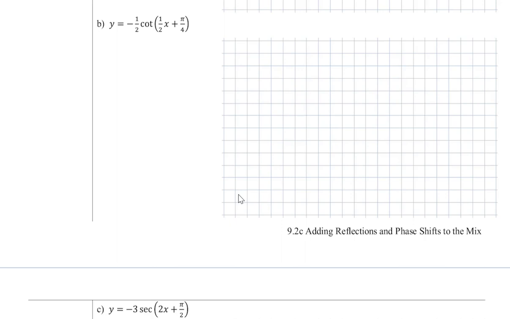So if you recall, here we have the equation y equals negative 1/2 cotangent of 1/2 x plus pi over 4. Okay, so what you need to remember is that cotangent parent function has asymptotes on the unit circle. If you recall the unit circle, cotangent is cosine over sine, right? Cotangent equals cosine over sine. And so anytime you have to divide by 0, you're going to get an asymptote for your cotangent.